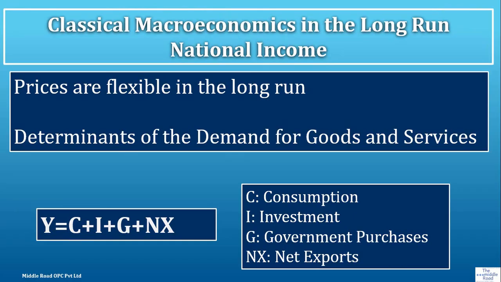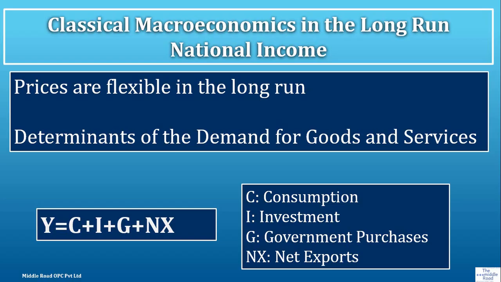National income. We looked at three variables. Right now we'll be talking about three because we're talking about a closed economy. So we know output is fixed. We know it's driven by consumption, investment, government purchases, and net exports. Net exports is imports minus exports.